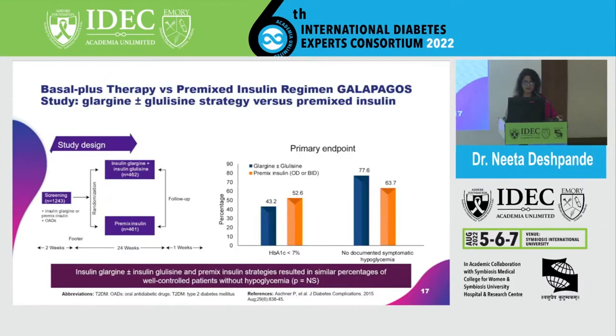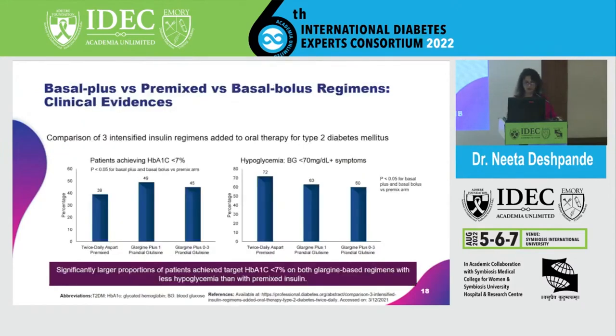So this is again another study which is again a comparison between premix strategy and basal bolus for intensification, and what you find here is that it resulted again in similar percentages of well-controlled patients without hypoglycemia. So as I said, studies have shown that it is equal to or non-inferior or better. But it is very, very physiological as compared to premix. So that is the important part to understand here.